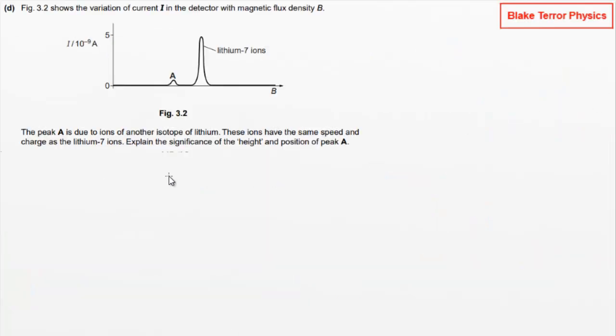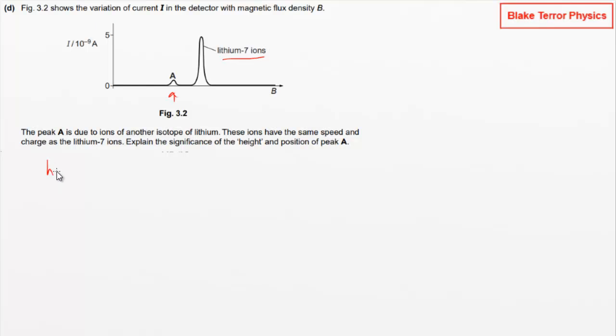And no, there's another bit. Figure 3.2 shows the variation of current I in a detector with magnetic flux density B. Right, so we've got two peaks. These are our lithium-7 ions here. Peak A, the little peak, is due to ions of another isotope of lithium. These ions have the same speed and charge. Explain the significance of the height and the position of the peak.